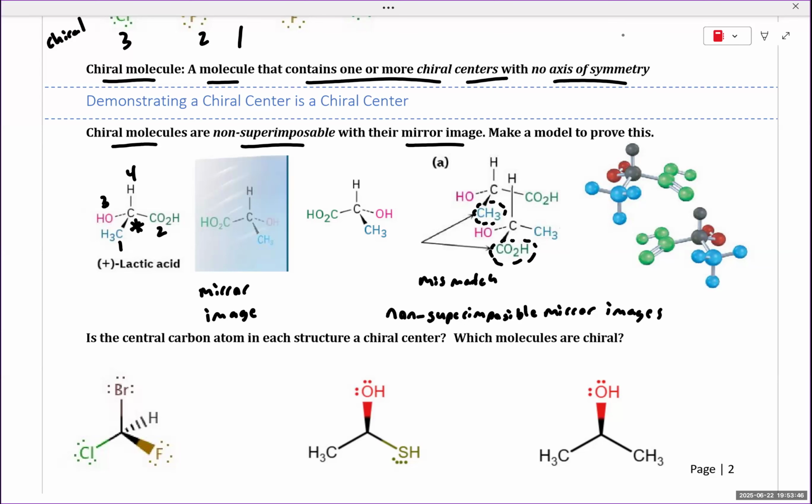Anytime you take a molecule and its mirror image and they are non-superimposable, that tells you your original molecule is a chiral molecule. So there are 2 tests you can use. A carbon with 4 unique substituents, or another atom with 4 unique substituents, or the fact that the molecule and its mirror image are non-superimposable. These are 2 tests you can use to identify chiral molecules and identify chiral centers.